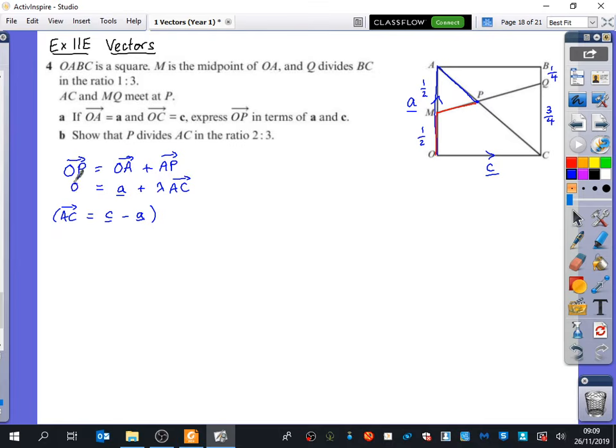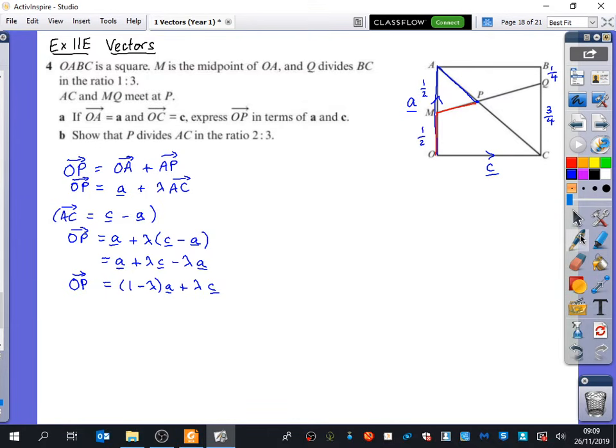So if I put that back in my expression that I've got for OP, OP is equal to A plus lambda lots of C minus A. So that's A plus lambda C minus lambda A. If I factorize the A part, I've got 1 minus lambda A plus lambda C. Okay, it's our first route that we can take to get from O to P.